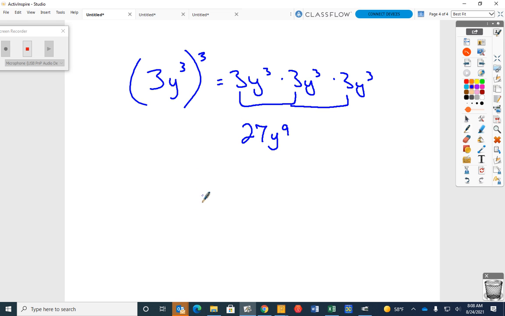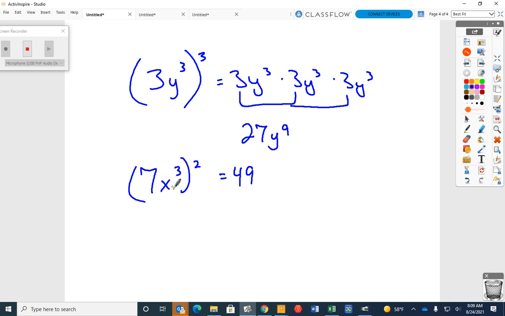Let's say I got this. 7x to the third raised to the second power. Okay? What's my coefficient there? 7. What's 7 to the second power? What's 7 squared? Don't say 14. 49. Does everybody agree? Okay.